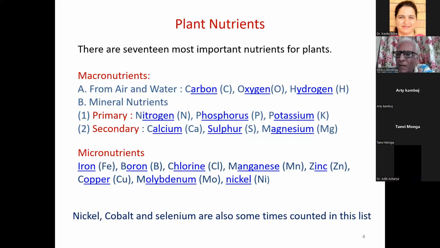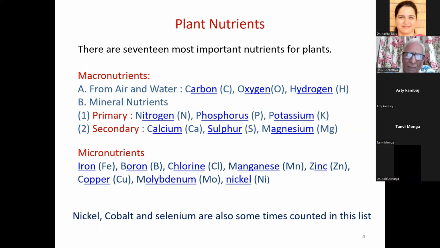Primary nutrients are needed in larger quantities, and they are also known as macronutrients. And then there are micronutrients, which are mostly smaller metallic elements, and also molybdenum and chlorine included. So 17 are there. Primary and secondary nutrients, we call them, because they are needed in larger quantity.